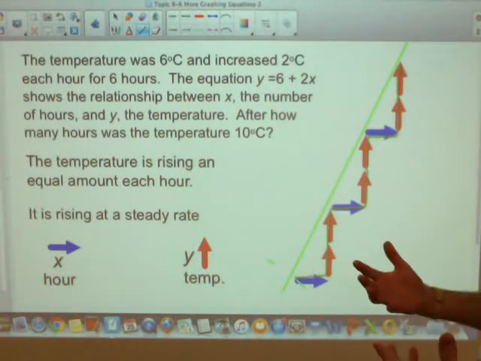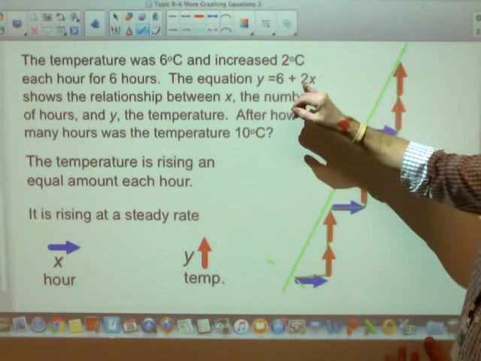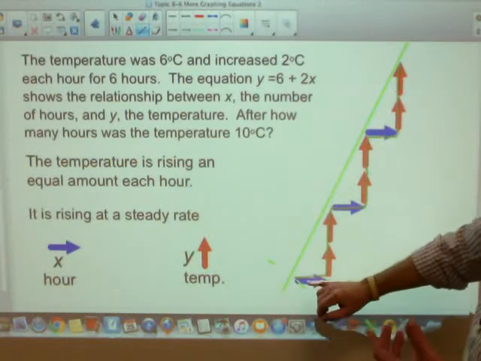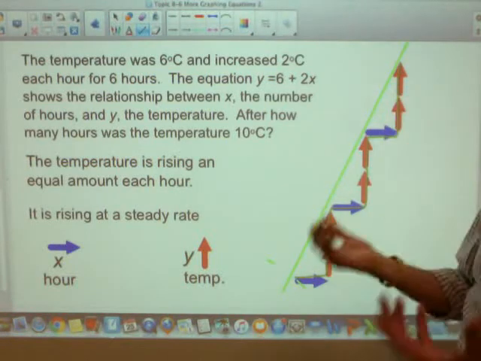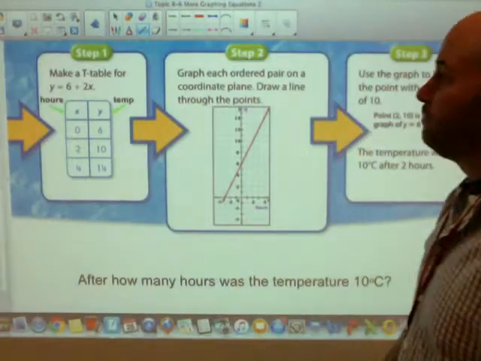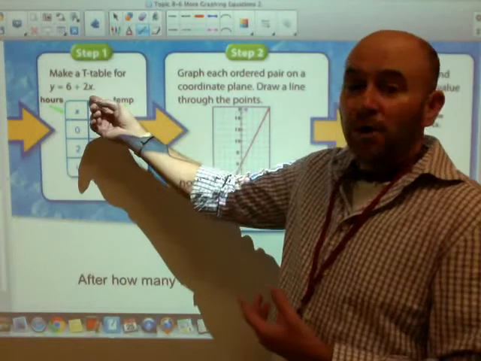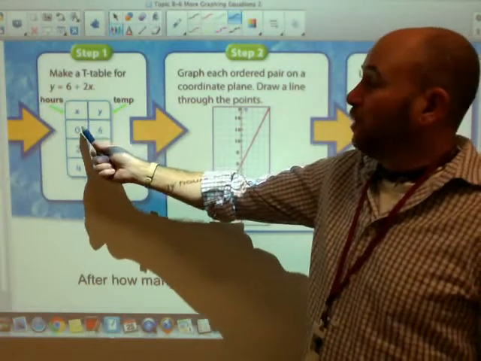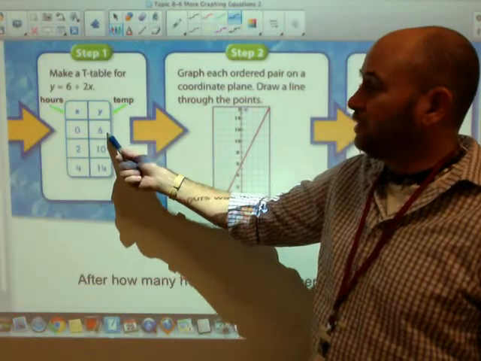There's actually two operations. You've got the 6 degrees that you started with, and then for every hour, you're going to go up 2 degrees. So it's 2 times how many hours you have. So 1, 2, 3 hours gives us a 1, 2, 3, 4, 5, 6 degree rise in temperature. So anyways, let's take a look at what we have here. In step one, they're showing us how to graph this equation with 2 operations. So you can see that we're going to start with the number of hours, which is 0 hours. Our temperature is at 6 degrees.